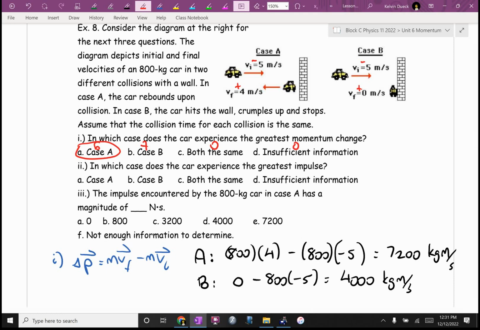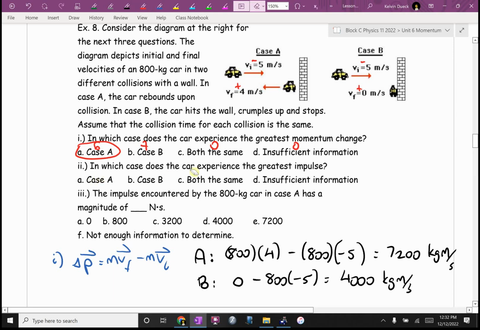Let's not talk about momentum. Talk to me about velocity. What's the velocity change of case A? 9. Negative or positive, I don't care. But a total, do you see it, Amber, of 9. We were going 5 in one direction, 4 in the other direction. That's a change of 9. What's the velocity change in part B? 5. I would have said that's a much bigger change in velocity in part A. It's going to have a bigger change in momentum.